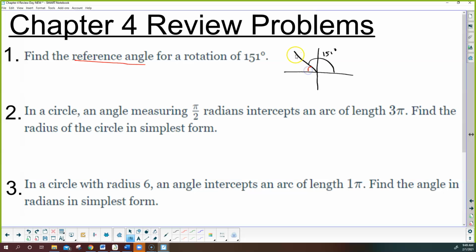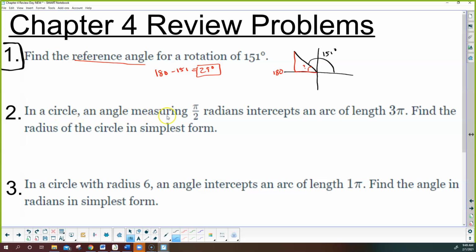So I need to see this angle, and you could even draw in your reference triangle. But then to find the reference angle, what do you do? You take 180, because that's halfway around the circle, and you would just go 180 minus 151, and you would get a reference angle that's 29 degrees. And by the way, when you're showing your work on the test, I do need you to label the problem. So this would be problem 1, and then here's my answer. All right, that's the first part.